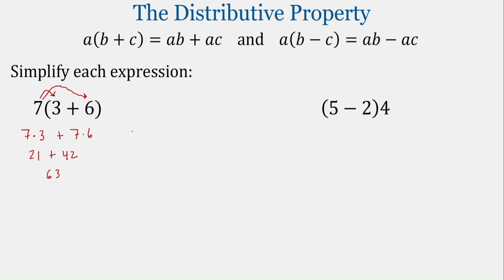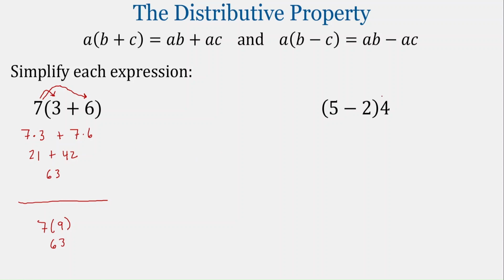Now we can also simplify this using order of operations. And when we're dealing with just integers, the order of operations may be simpler. So first we would do 3 plus 6, and that's going to give us 9. And then 7 times 9 is 63. So simplifying this expression, you can either use the distributive property or order of operations, which we will review in the next lesson.